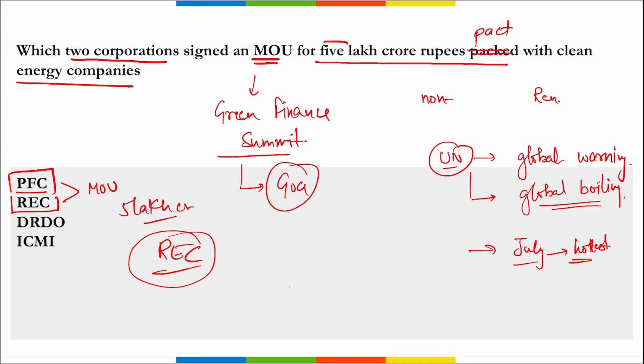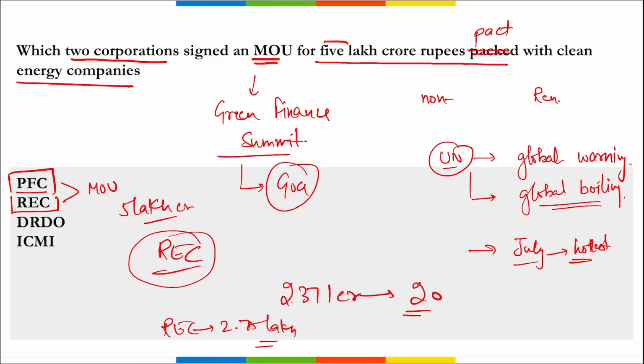companies, correct? Here PFC signed the pact worth 2.37 lakh crore rupees with 20 companies in the clean energy space, and REC has signed 2.75 lakh crore rupees contracts. This MOU was signed for various solar energy, wind energy, green hydrogen, battery storage, electric vehicle companies, etc.